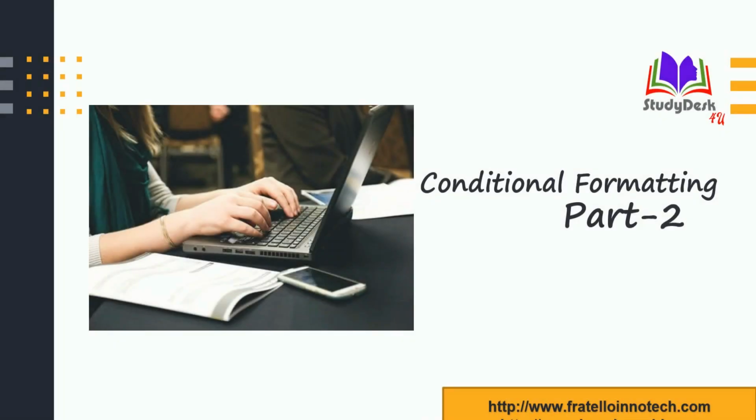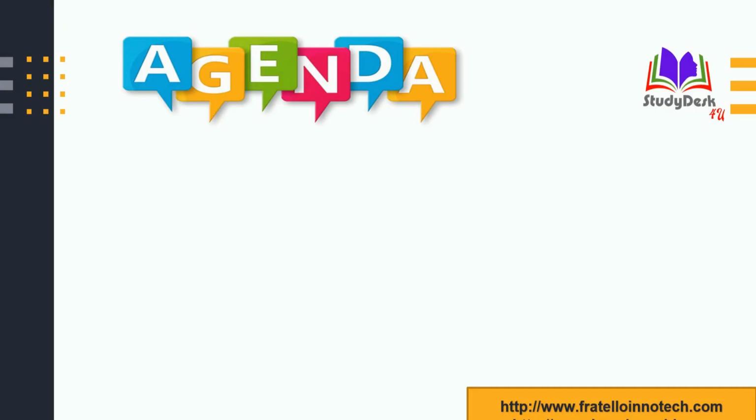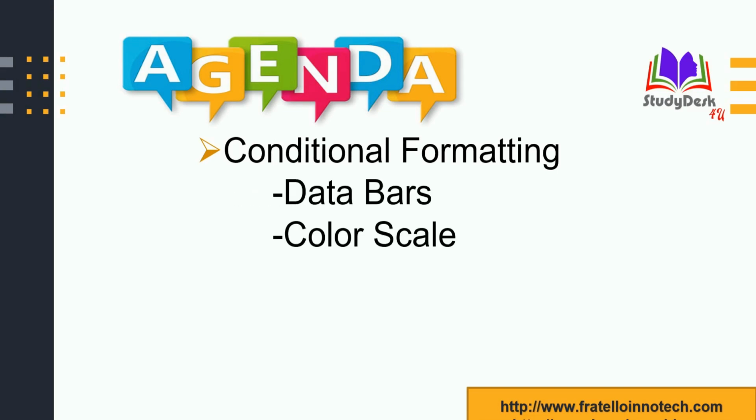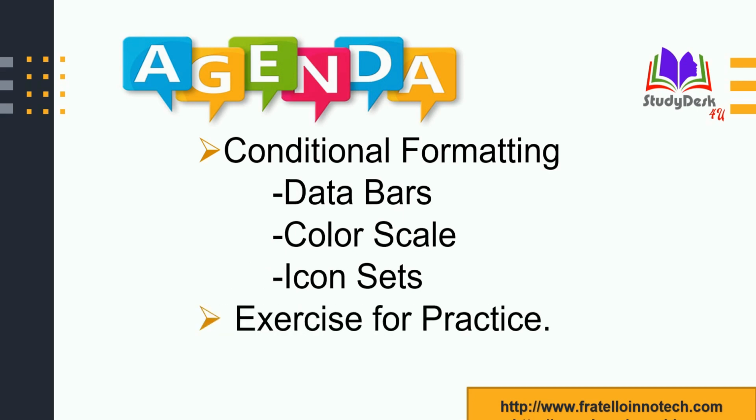Today I would like to discuss the remaining conditional formatting topics which I left in part 1 session. Before we get started, let's have a look at the agenda for today's session. We are going to discuss data bars, color scales and icon sets. After that, we are going to learn how to clear the rules. Finally, I'm going to add some exercises for practice. So let's get into it.